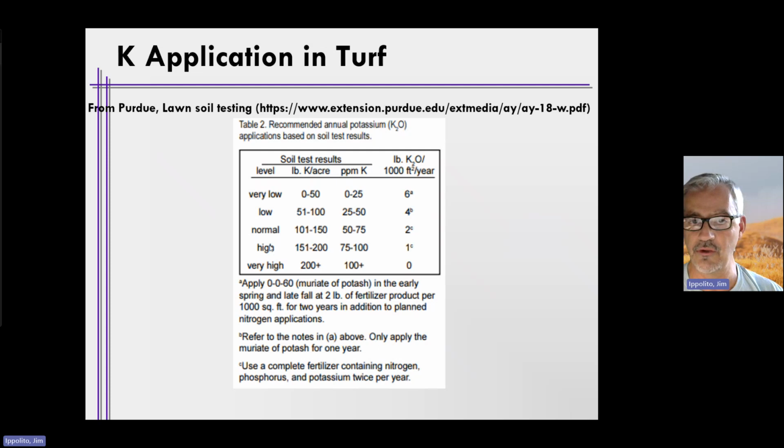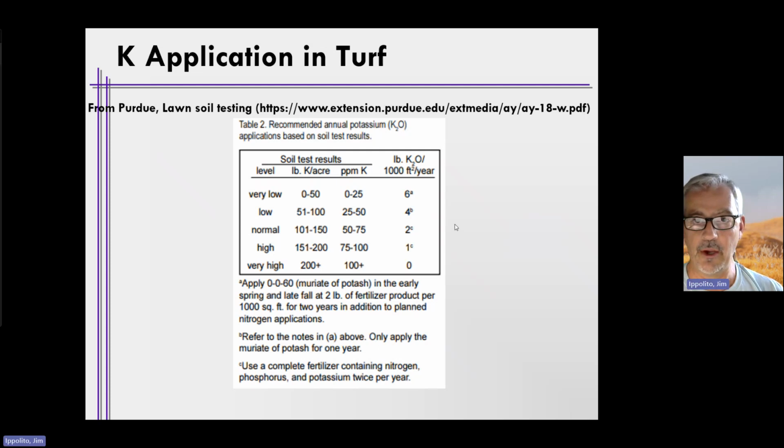So these are the recommendations from Purdue: the recommended annual potassium applications based on the soil test results. And here are the soil test results in this column, in parts per million of potassium, a rough estimate of the level of potassium in that soil. And based on these test results that you would get from a testing lab, this shows how much potassium you need to add in pounds of K2O per 1,000 square feet per year.